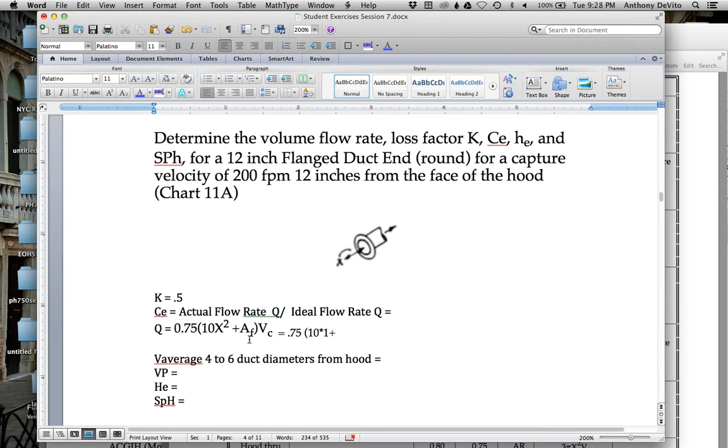Plus the area of the face of the hood. It's a 12-inch diameter hood. That's the face of it. So 12 inches, the area that's represented by a 12-inch diameter. We just did that before. I think it was 0.785.